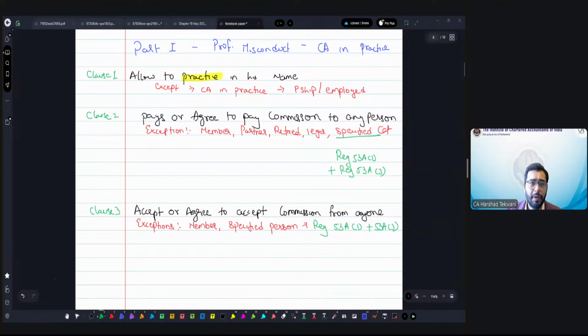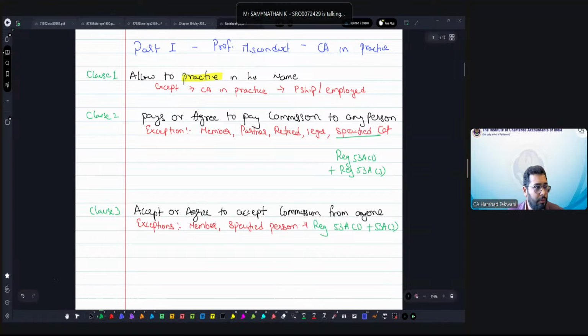Clear? Any doubt? Straightforward. This particular part is straightforward. So whatever is allowed by clause 2 with respect to the profit sharing arrangement is fine with clause 3 also. Okay, quickly. What is clause 4? What does clause 4 talk about?